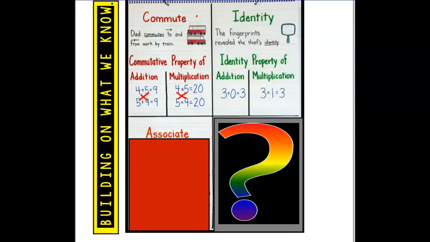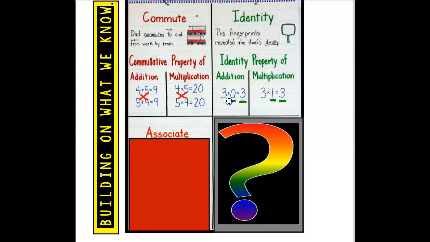So, the identity, remember, your identity is who you are. The fingerprints revealed the thief's identity. So we have two identity properties. One of addition, when we add 0, it's going to stay the same identity, say 3. And in multiplication, the multiplicative identity property tells us when we multiply by 1, our product is going to stay the same. Okay?